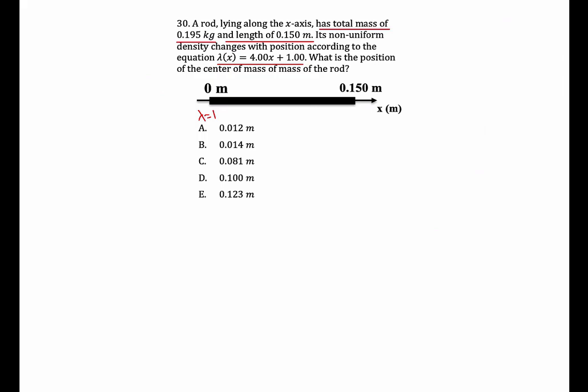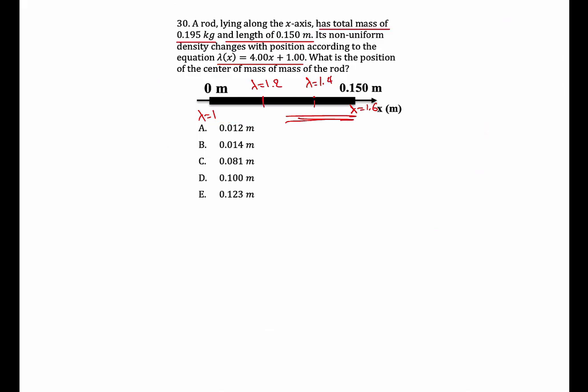If I go to a little bit higher position, let's say 0.05, so 4 times 0.05 plus 1, the density will be 1.2. And if I go to location 0.1, so 0.1 times 4 plus 1, this density will be 1.4. And in a similar way, the density at position 0.15 will be 1.6. So the density of the object increases as the location x goes to the right. So there is more mass on the right side, less mass on the left side.